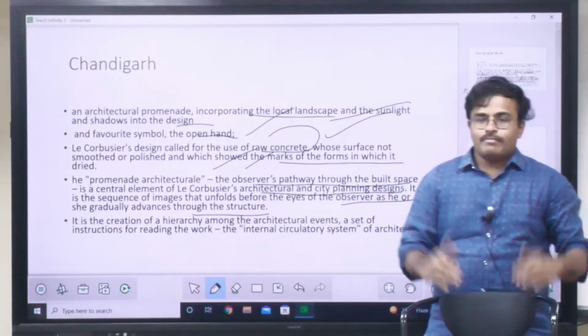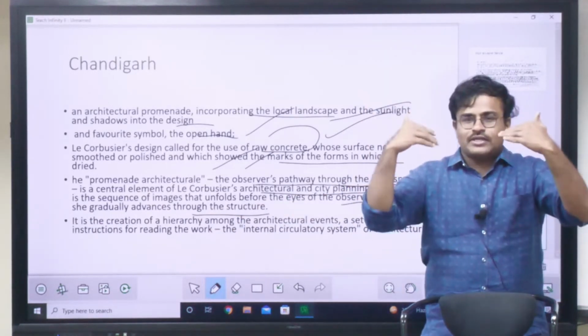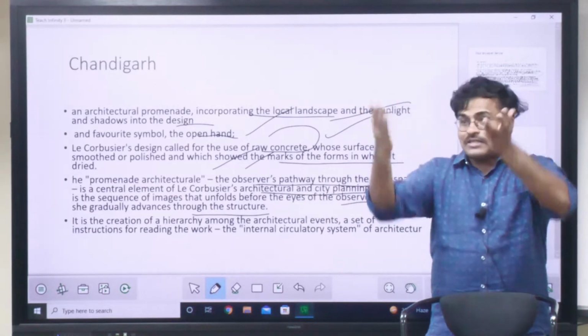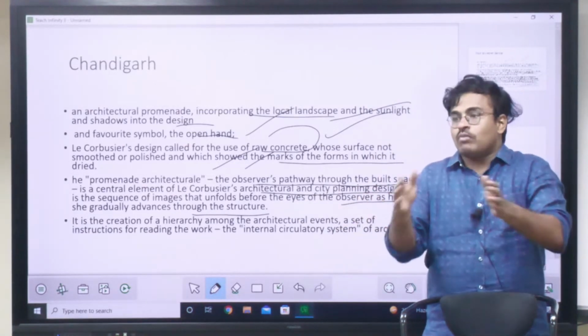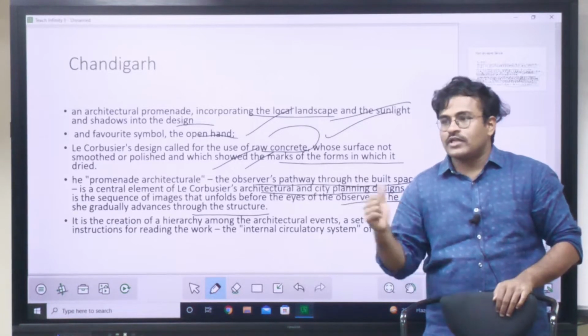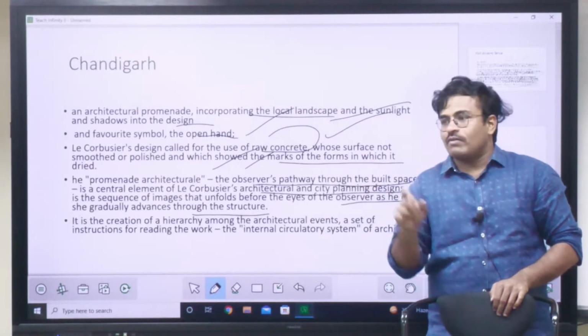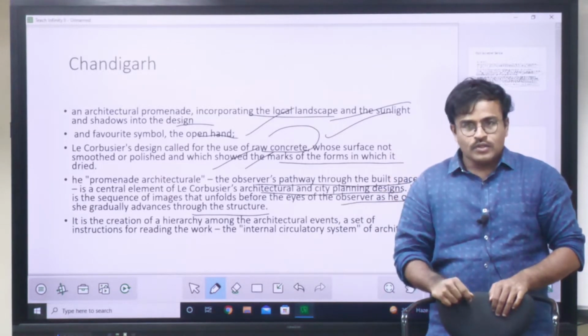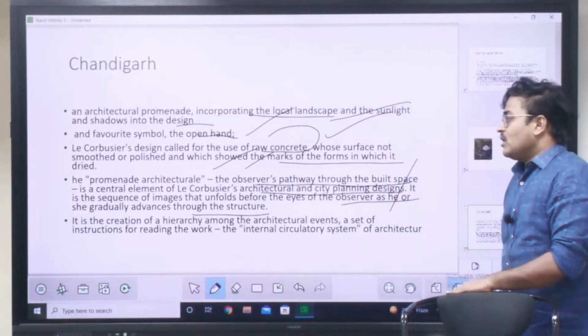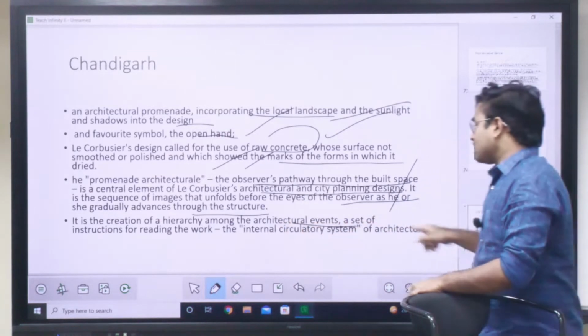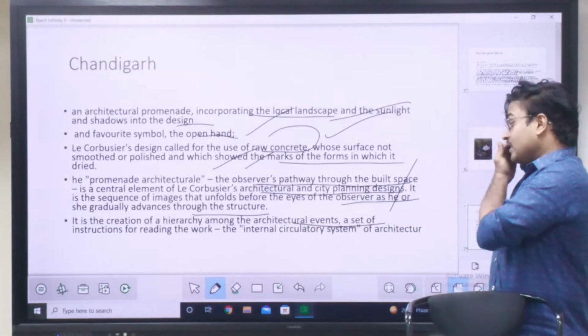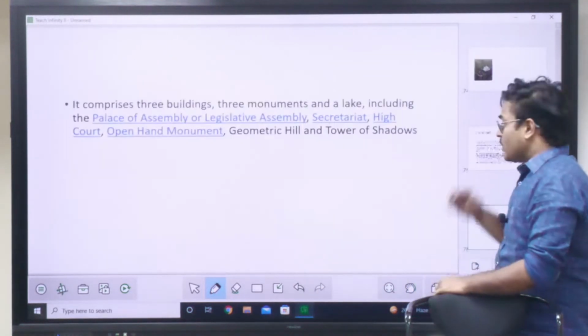Are you getting it? By looking from outside, you'll think that it is not beautiful or it is not even present. But as a person goes inside, more and more structures will open up for him. That is what is known as promenade. So they can ask a bit with respect to the architectural traditions of India, what is the meaning of promenade structure? So these kinds of questions can be asked. Then it is the creation of hierarchy among the architectural events, a set of instructions for reading the work. Okay, so leave it, it's not very important.